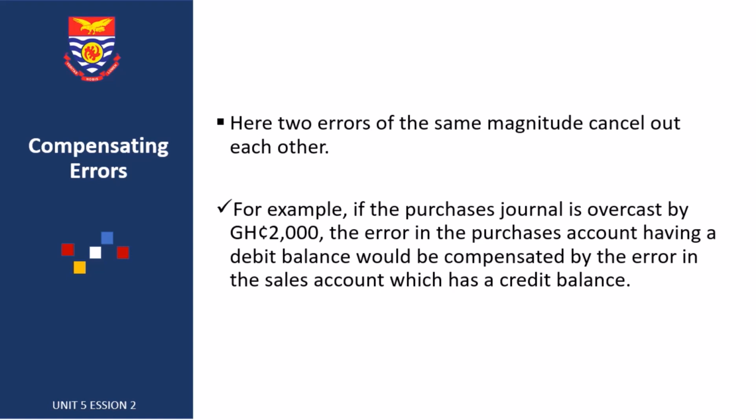Compensating errors. Here two errors of the same magnitude cancel out each other. For example, if the purchases journal is overcast by 2,000 Ghana cedis, the error in the purchases account, having a debit balance, will be compensated by an error in the sales account, which has a credit balance. When this happens, then the trial balance will still balance.